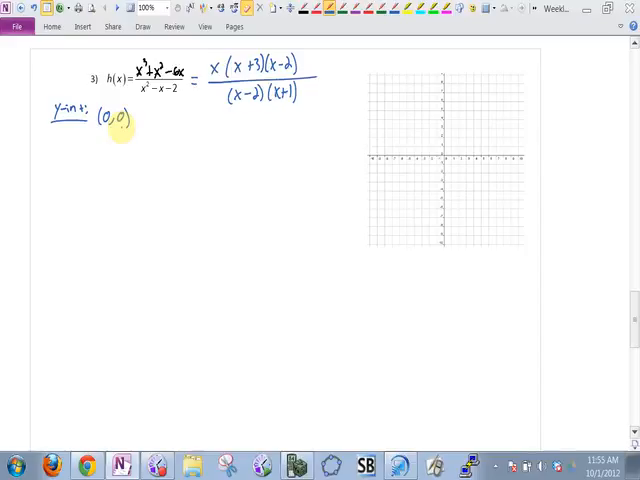Because when I cancel this common factor, will there still be an x minus 2 in the bottom, making the bottom 0? That's what's guaranteed to be a hole.